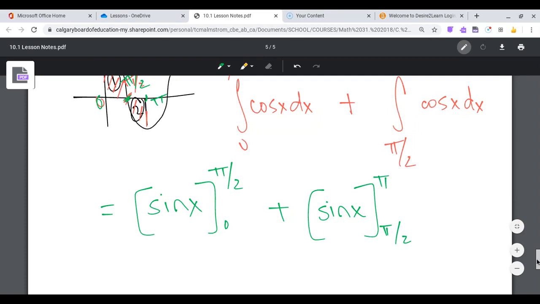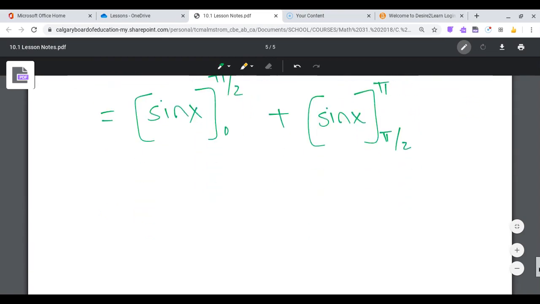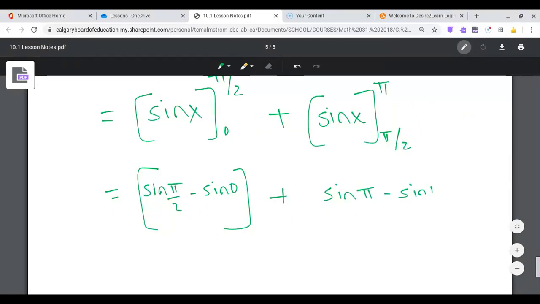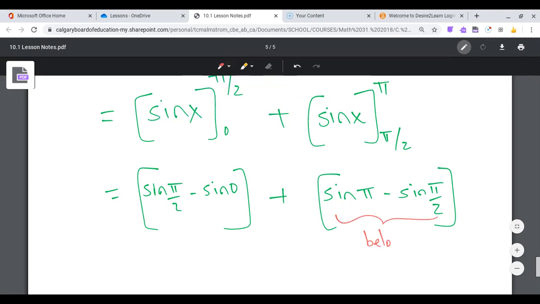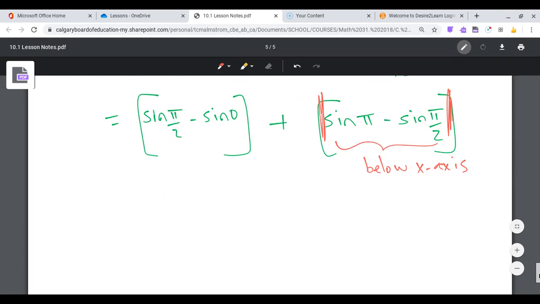So what happens in this case is we have sine pi on 2 minus sine of 0. That's area 1. That's the one above. Plus sine pi minus sine pi on 2. That's area 2. Now what I have to know about area number 2 is this is below the x-axis. And because it's below the x-axis, like we learned in example number 3, we have to take the absolute value of this one. So we have to remember that. That's why the diagram is so important, that we draw it accurately.